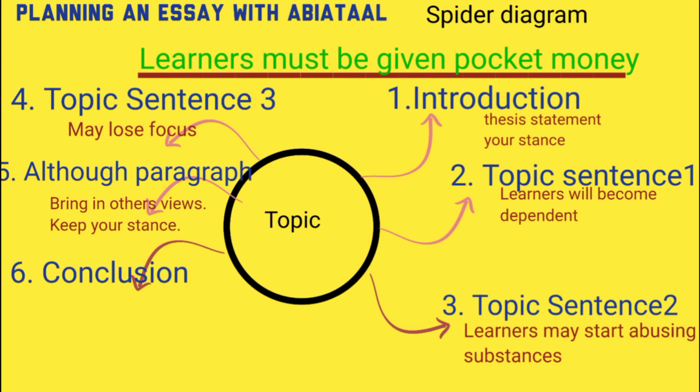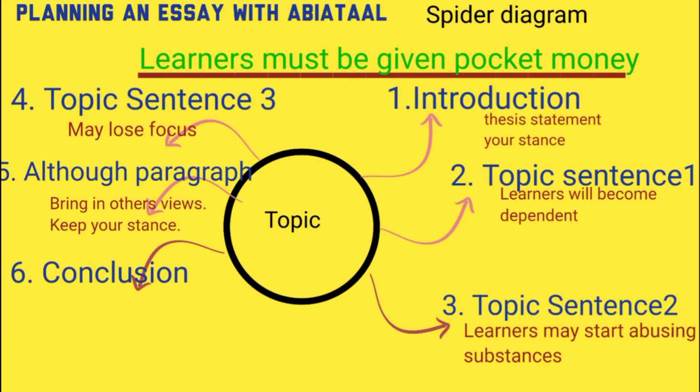I am moving on to my second paragraph where I have a topic sentence which is: learners will become dependent. What does this mean? What is to be dependent? Now I am leaving it to you to add supporting sentences. To be dependent is to be waiting for somebody to provide for you every day. We want learners to be independent. So go and find supporting sentences on this topic sentence so that we have a full paragraph.